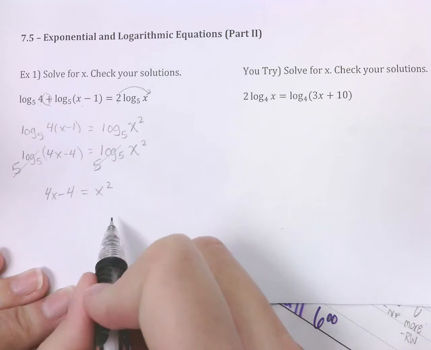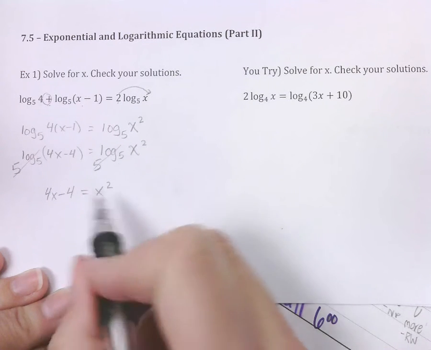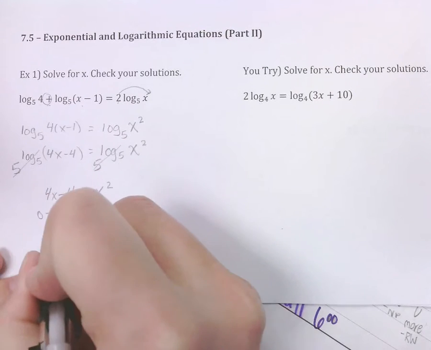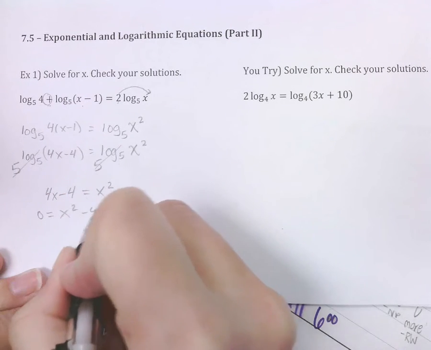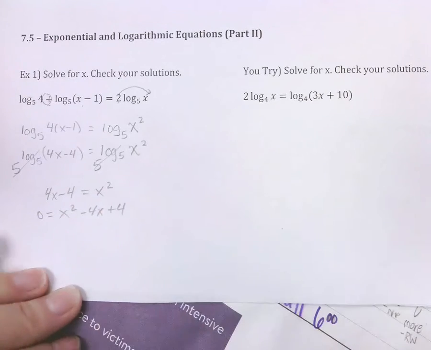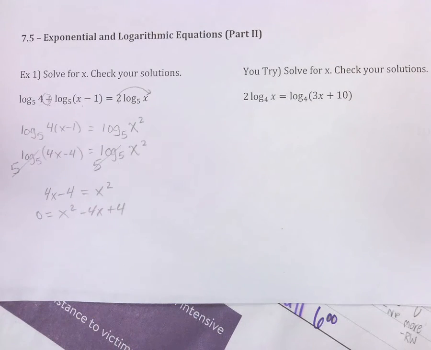This is quadratic. We're going to get this all set equal to 0, so we're going to subtract 4x and add 4, and then solve the quadratic.